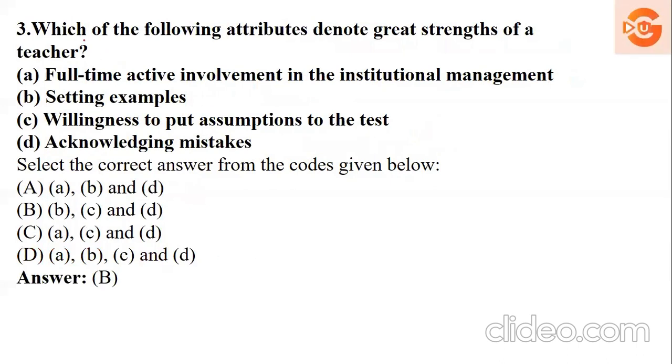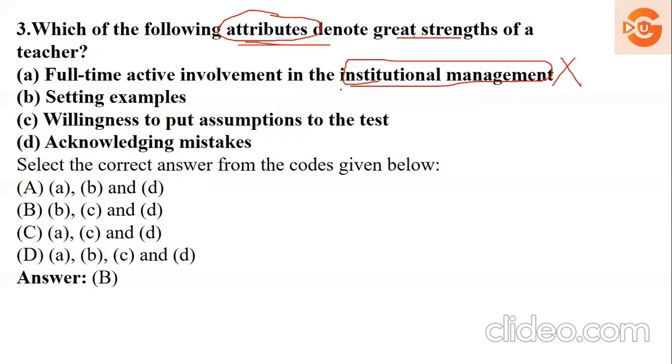The next question talks about which of the following attributes. Attributes means features, characteristics, that denote great strengths of a teacher. What are the features or characteristics which denote strength? Denoting strength means giving a strong, firm affirmation to the ideology or personality of the teacher. The first option is full-time involvement in institutional management. Here the teacher's involvement in institutional management is there from the students' perspective, but the teacher's main intention is not institutional management. So definitely A is not the right answer.